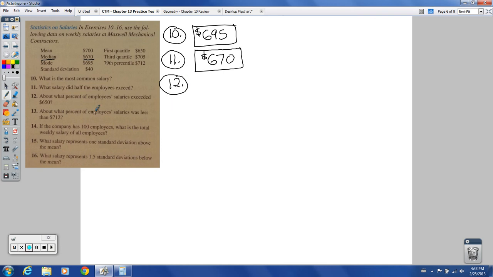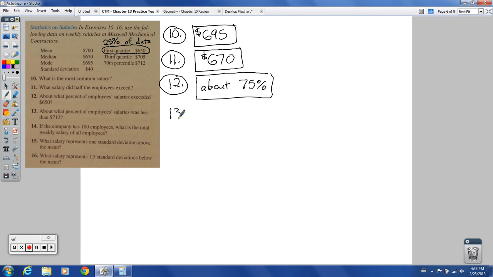Alright, let's check out number 12. Number 12 says, about what percent of employees' salaries exceeded $650? So here's the first quartile. That is right there at 25% of the data. First quartile. Think of Q, think of quarters. Quarter 1 would be the first quarter. So what percent exceeded that? I would say about 75%. The rest of the data is going to be above that value.